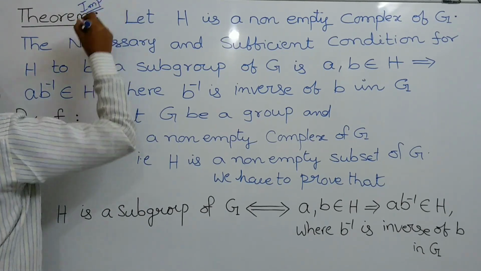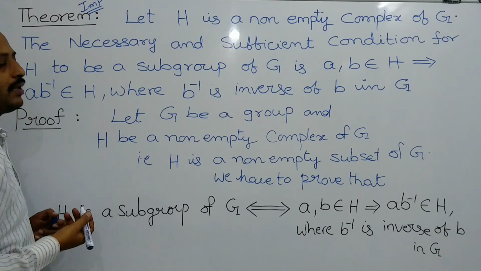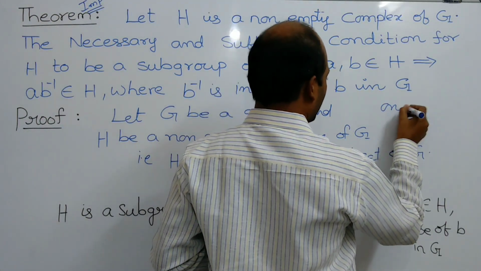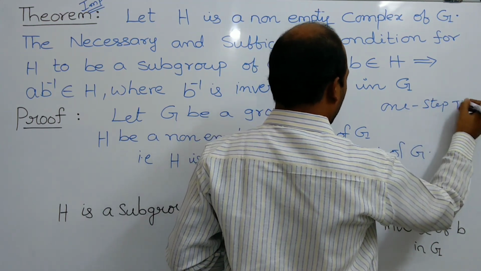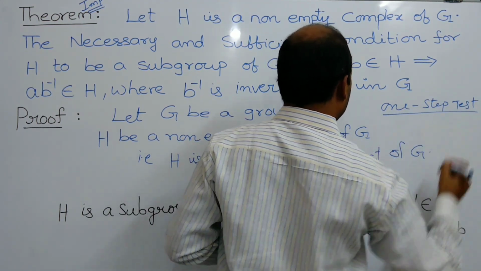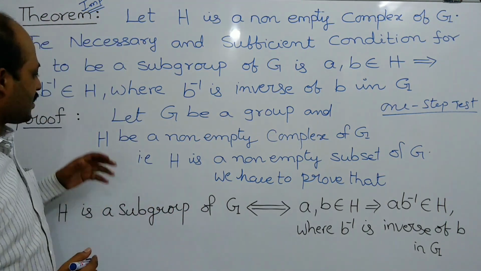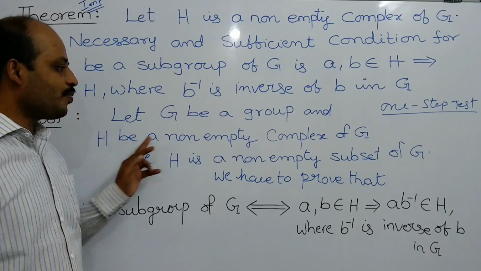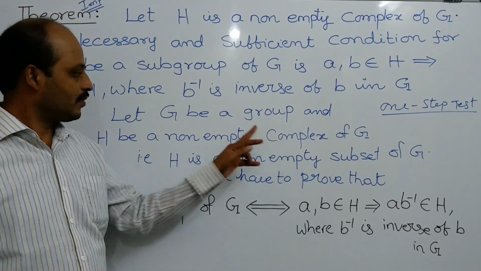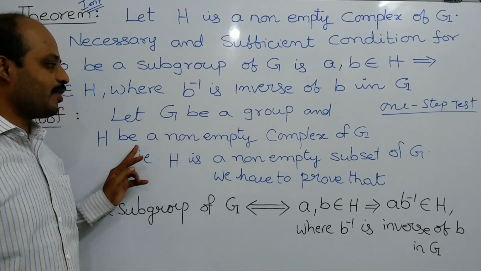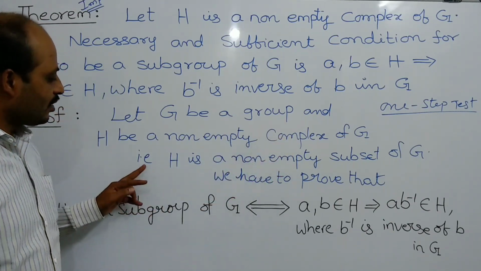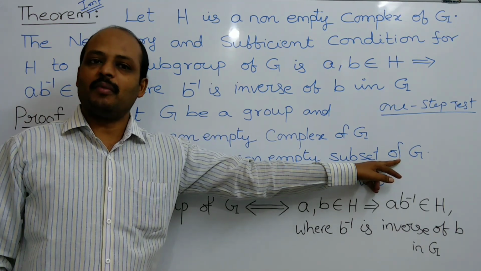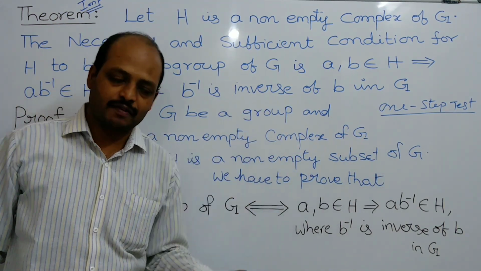In the previous class we learned a theorem known as the two-step test. This is known as the one-step test for subgroups. So let us analyze the statement. Let G be a group and H be a non-empty complex of G. That is, H is a non-empty subset of G. Non-empty complex means non-empty subset of G.